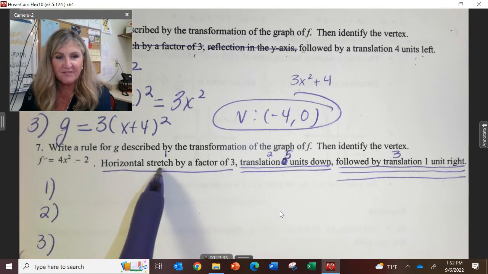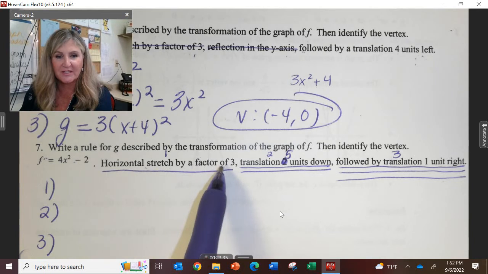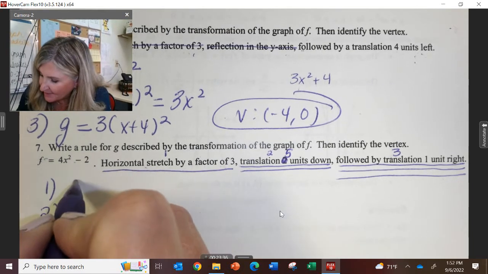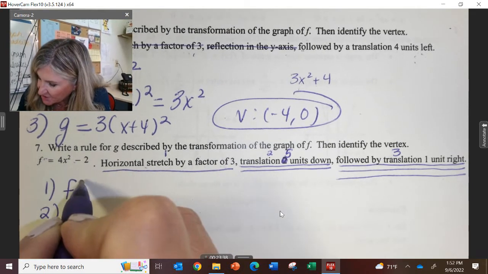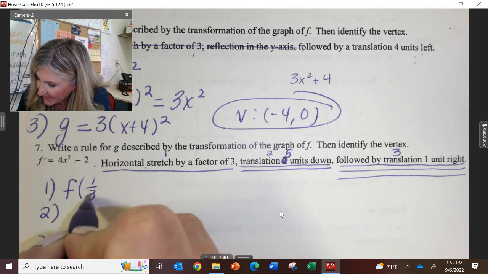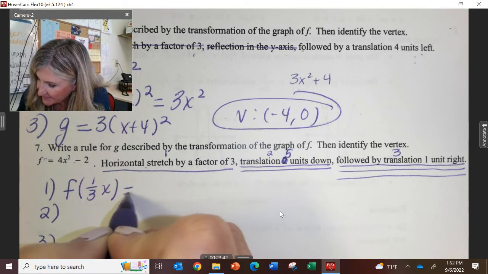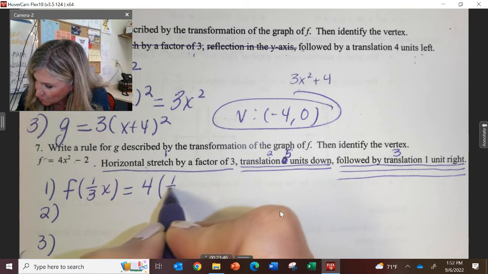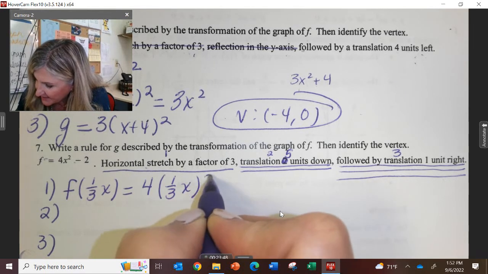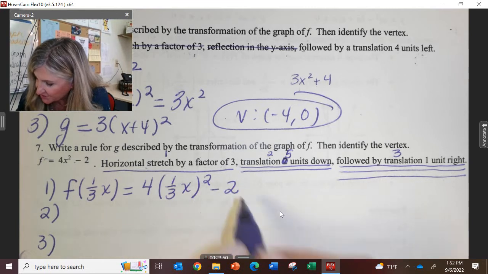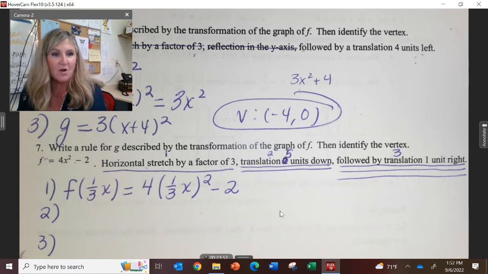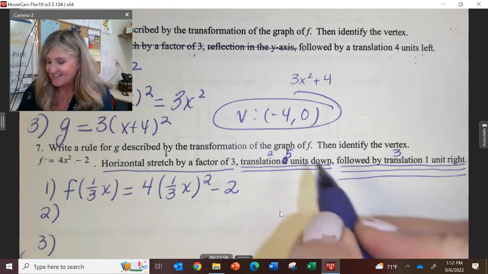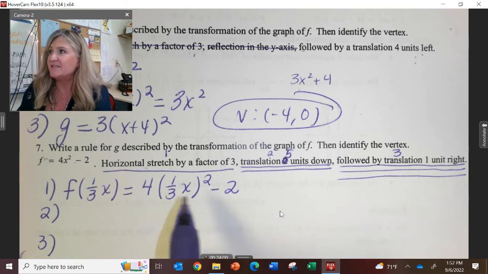Here's my function f. If I want to do a horizontal stretch by a factor of 3, that means I have to take my function and replace x with 1/3 x. And that would give me 4 times (1/3 x) squared minus 2. That's step number 1. I'm also going to go ahead and simplify this.